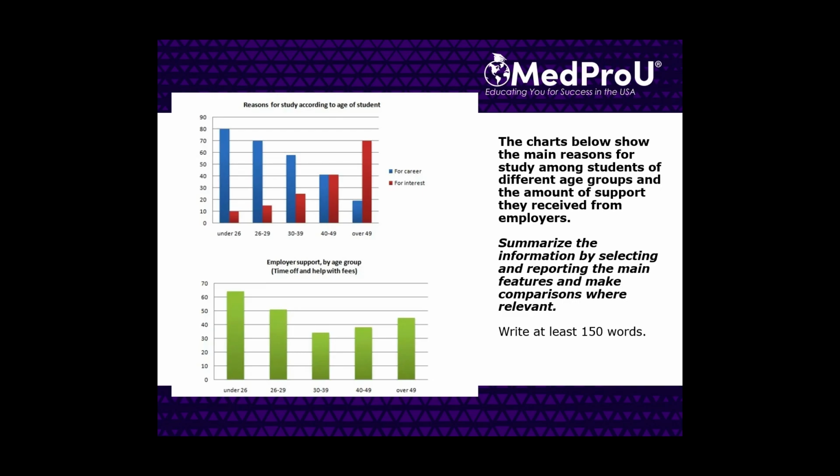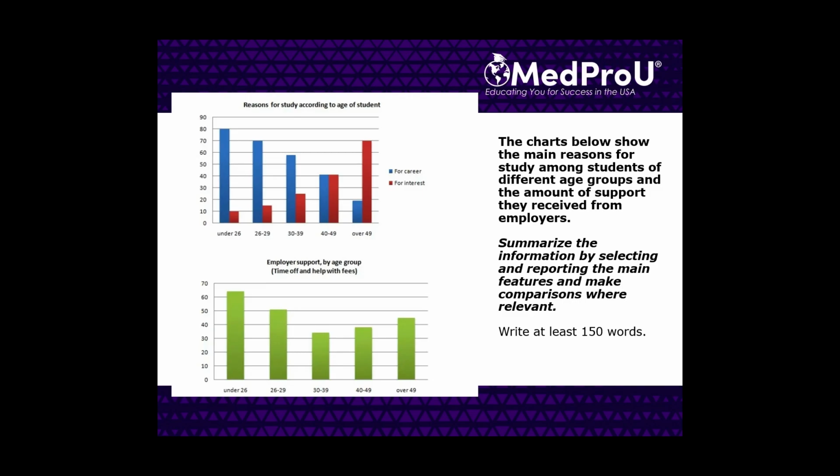Irene, the chart illustrates why students from different groups of age get support from their employers while studying. Correct. Lillian, the two bar charts illustrate, without S, the purpose for studying among learners of different age groups and the support they get from employers.